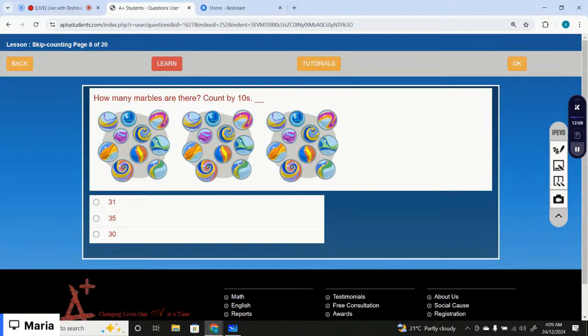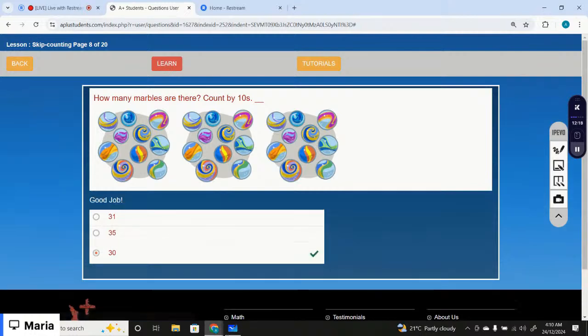How many marbles are there? Which is the correct option? 30. It is option number three is the correct option. Very good. Okay, you can complete the lesson by yourself later today. Let me just move on to the next lesson.